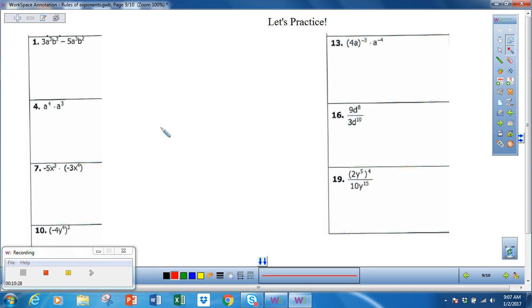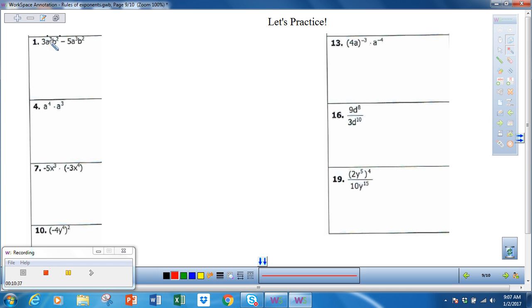And I would love for you to pause the video and try it, and then come back and check your answers. Okay? I think that would be a good thing to do to see how well you do. We're going to start with the first column on your paper. So do the first column, pause the video, and then come back and check your answers.